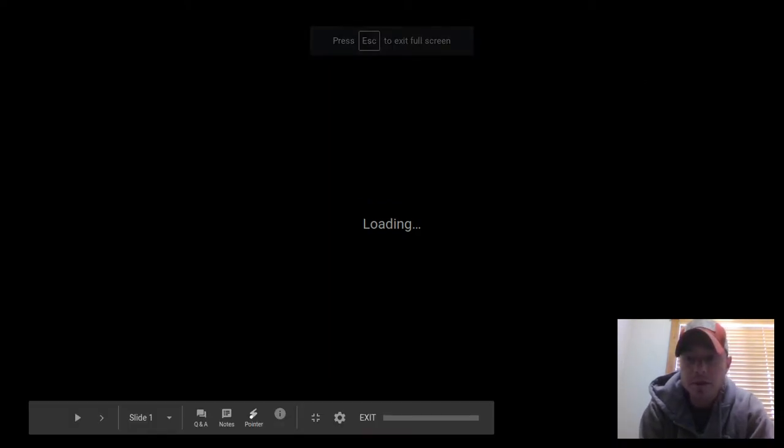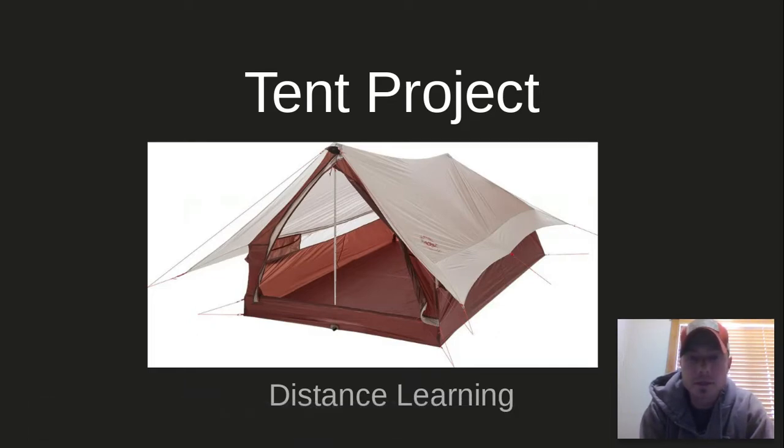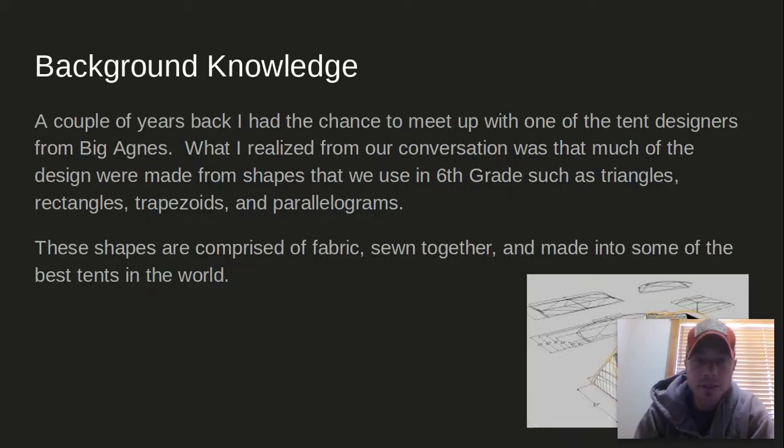A little bit of background on this is I got inspired to create this project because of the really great tent company in our town, Big Agnes. They do a lot of really cool things and a lot of great designs. And when you look at a tent, a tent really is nothing but a bunch of shapes. These are all the same shapes that we use in 6th grade math, such as triangles, rectangles, trapezoids, parallelograms. You take all those shapes, you sew them together with some fabric, and you can make a tent, which is totally cool. So the big picture on this project is you're going to build a tent.